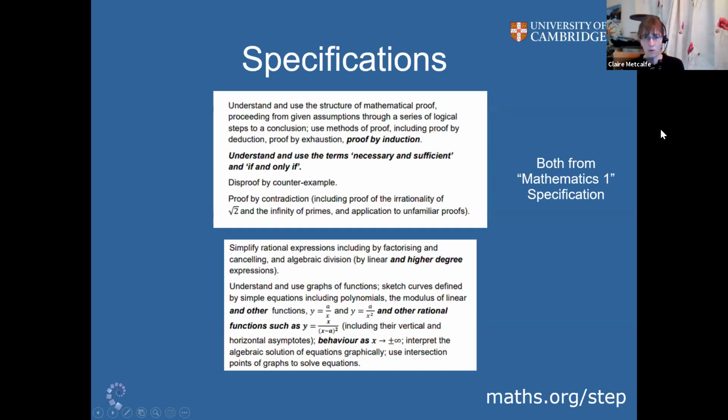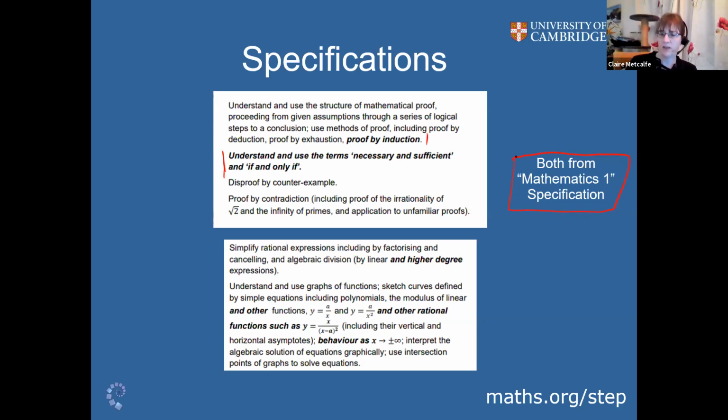Okay, this is an example of what the specification looks like. So to try and show you what I'm talking about with the extra content, I just need to change my color again. So things like this, which are in bold, these are things which are not in the standard English A-level. So all the rest should be covered in A-levels. Those bits are not. Now, these are both from what we call the Mathematics 1 specification. That was the old STEP 1. So that is assumed knowledge for both STEP 2 and STEP 3.